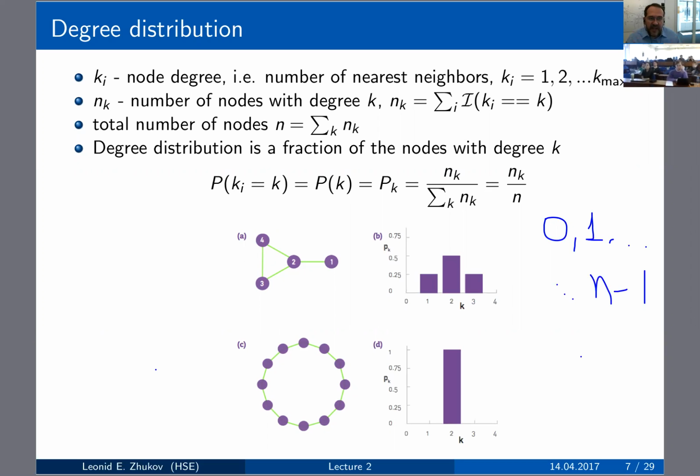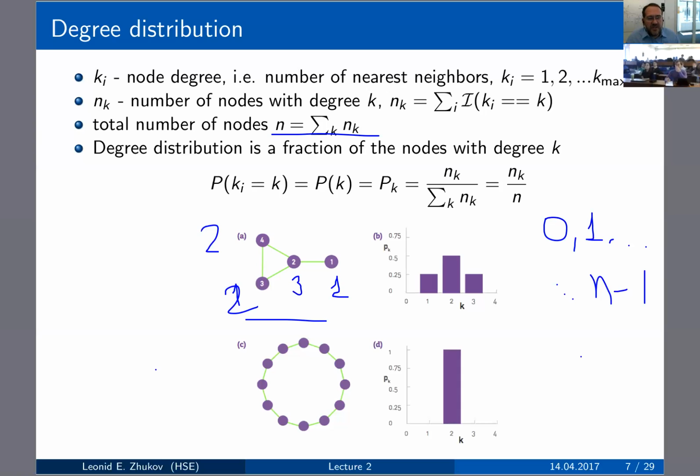So we're going to define the total number of nodes as just n. And then the degree distribution, by definition, is just how many nodes of different degrees we have in the graph, right? So you could think about it the following way. If we look here, we have 1 node with degree 1, we have 1 node with degree 3, and we have 2 nodes with degree 2.